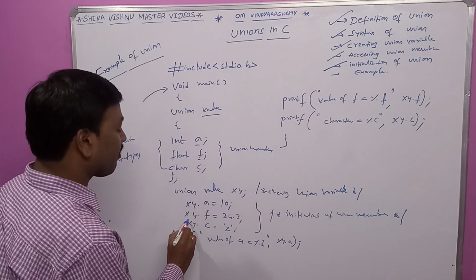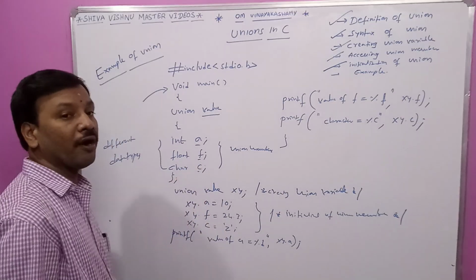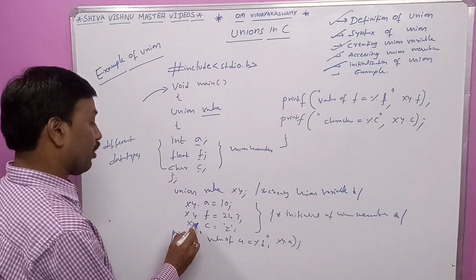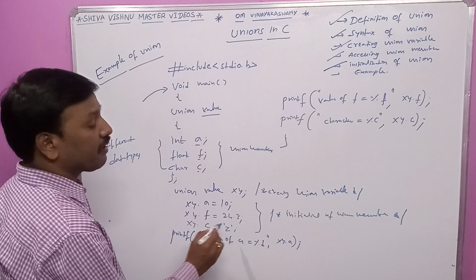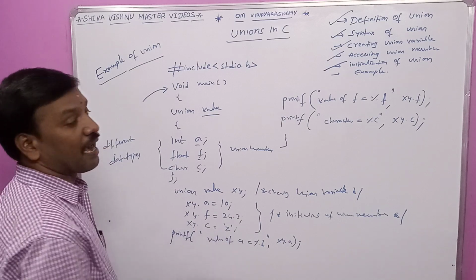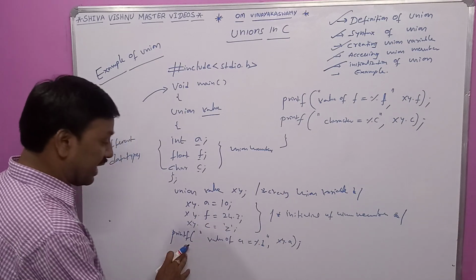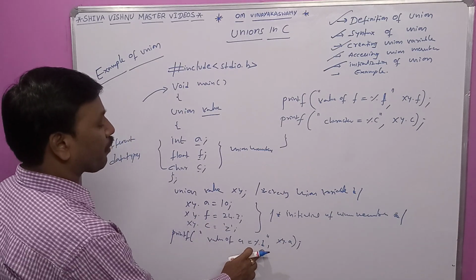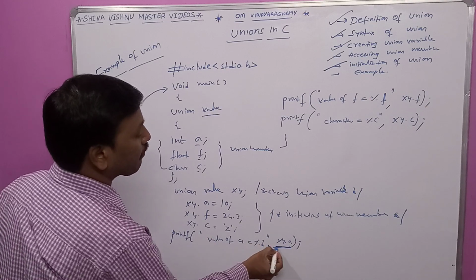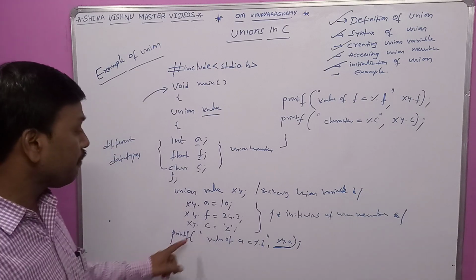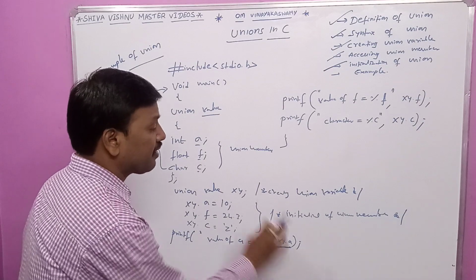Here you can see xy.f, the member f, assigning 24.3, semicolon, a floating point. Here you can see xy.c equal 'z'. It is a character, so that's why here the single quote, semicolon. So printf("value of x equal %d", comma. Here you can see the member accessing: variable.member, close parenthesis, semicolon.